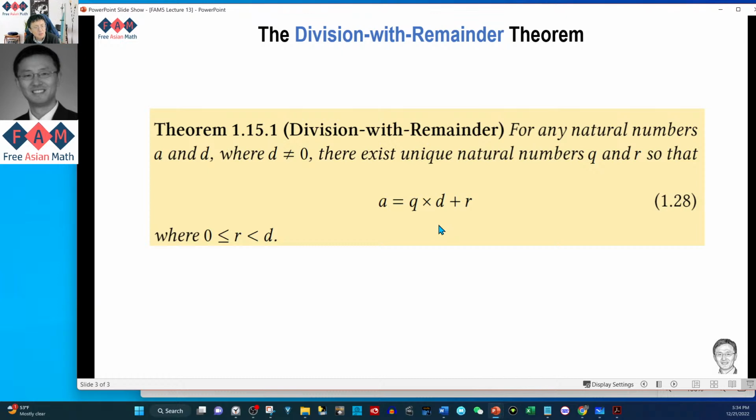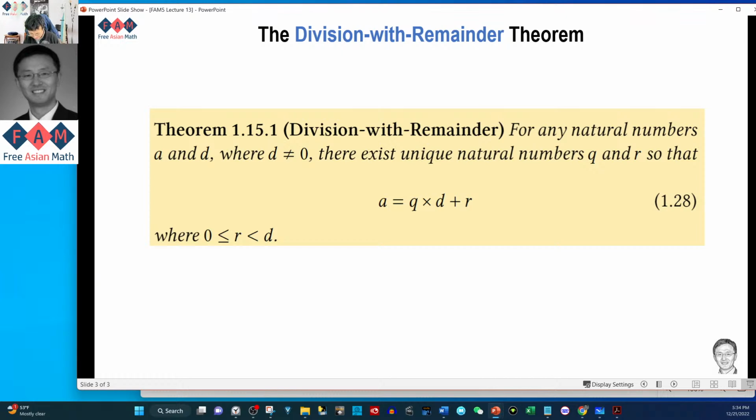Q is some natural number. It could be zero, but there's some Q there, and it's unique. Q times D plus another unique non-negative integer or natural number R. So A can be represented as Q times D plus R. And R is strictly less than D and non-negative.